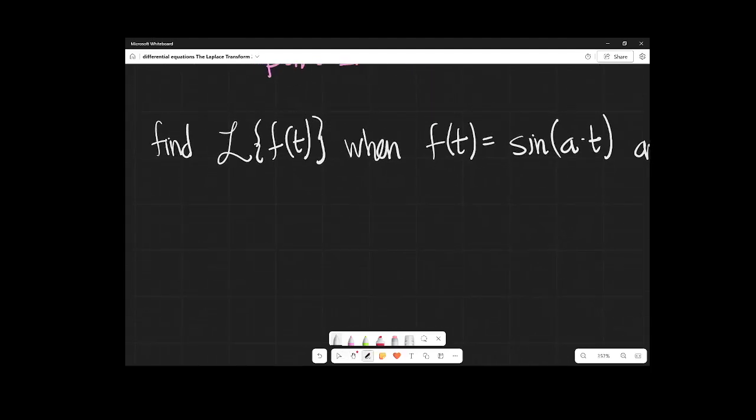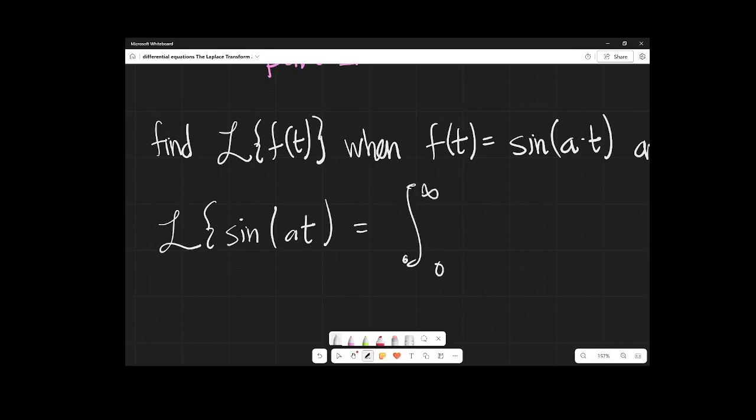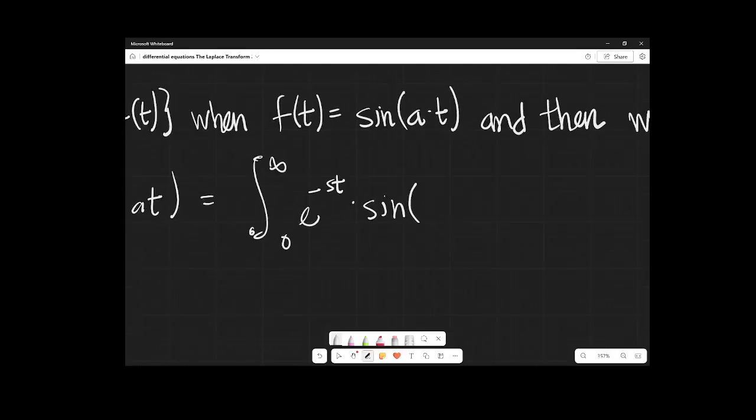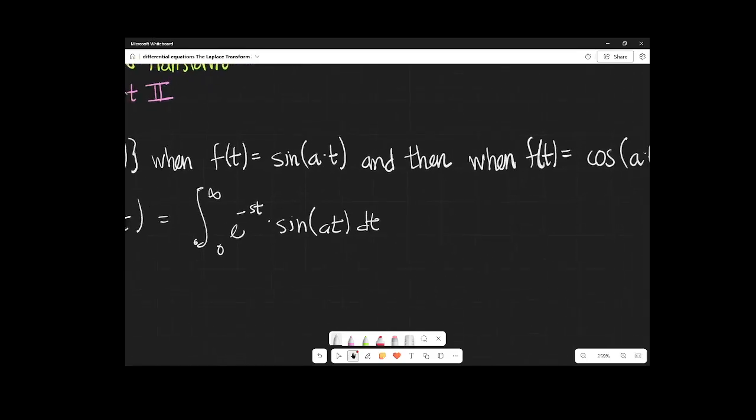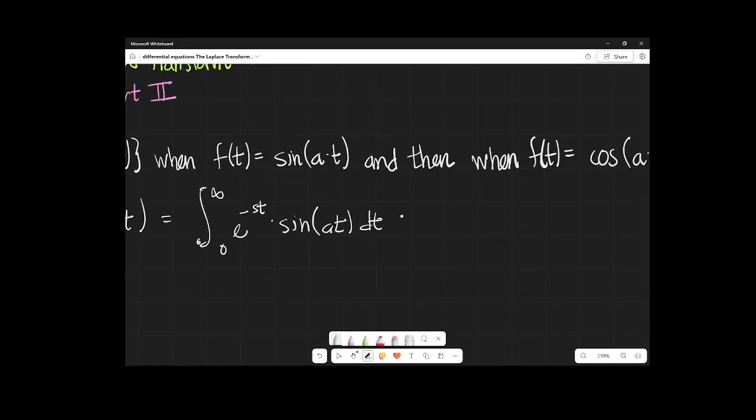So what we're going to have to do, let me write this out so you can see. First the Laplace transform of the sine function of at, and we know our integral expression here: the integral from 0 to infinity of e to the negative st times sine of at dt. And what we're going to do is just let this equal I. Okay, so this integral right here is going to be equal to I.